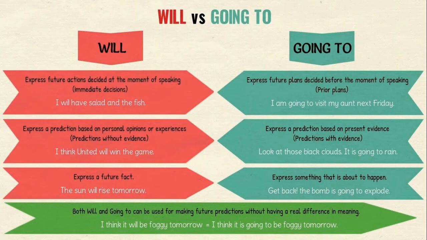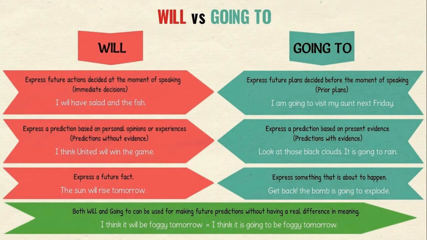We use will to express a future fact. The sun will rise tomorrow. Here we know that the sun will rise and it's a fact. So to express a future fact, we are using will. Whereas we use going to express something that is about to happen. Get back, the bomb is going to explode. Here, the action is about to happen. So here we are using going to instead of will.